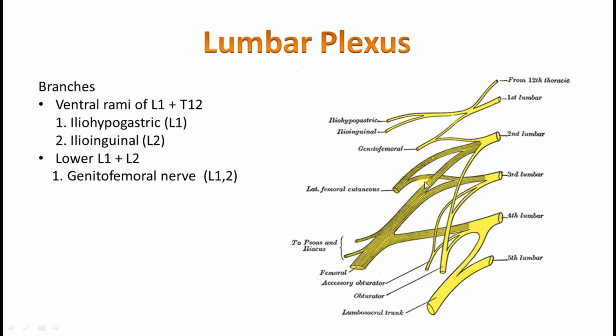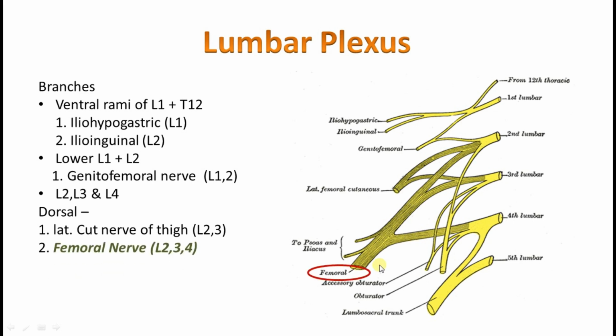L2 and L3 dorsal branch gives rise to the lateral femoral cutaneous nerve of the thigh. Dorsal branch of L2, L3 gives rise to the lateral femoral cutaneous nerve, or lateral cutaneous nerve of the thigh. And dorsal branch of L2, L3, L4 gives rise to the femoral nerve.